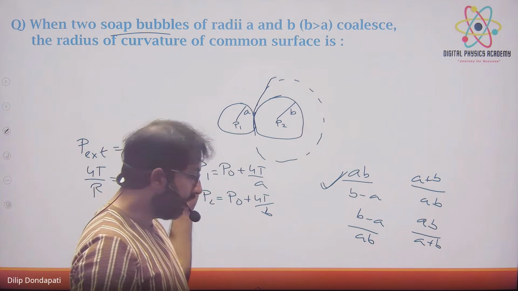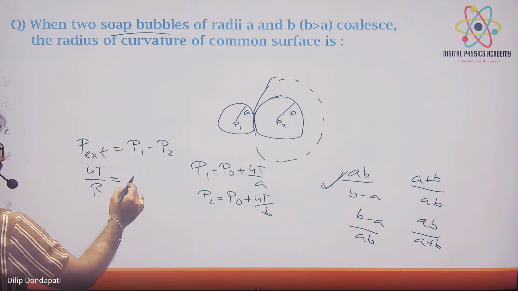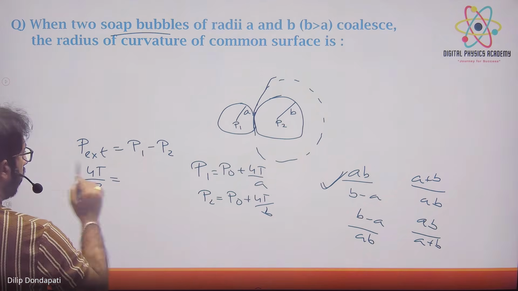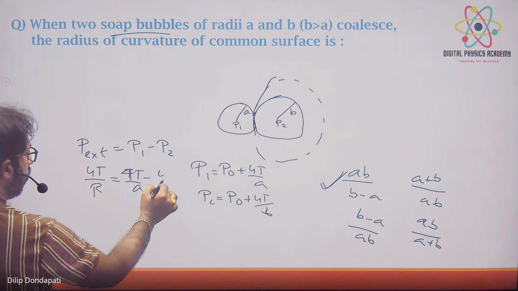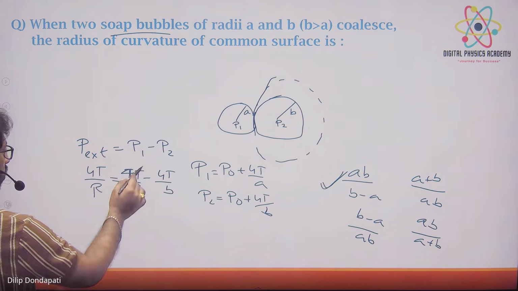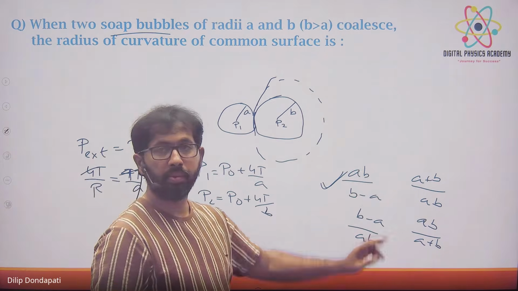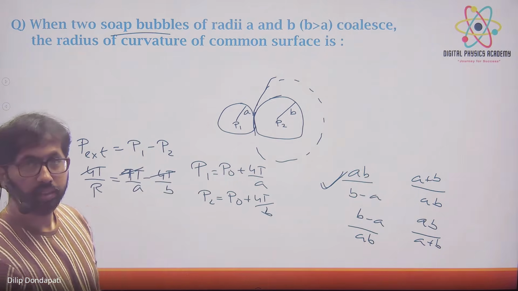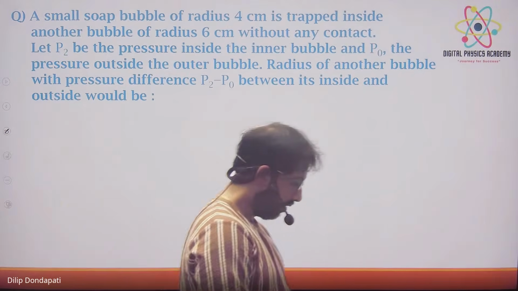And equate, you will get the value of R. R equal to how much? So separate किया तो क्या होगा? 4T by A minus 4T by B. So 4T cancel, and if you take common, we'll get R equal to AB by B minus A. आया? Understood? हाँ. Next करो.